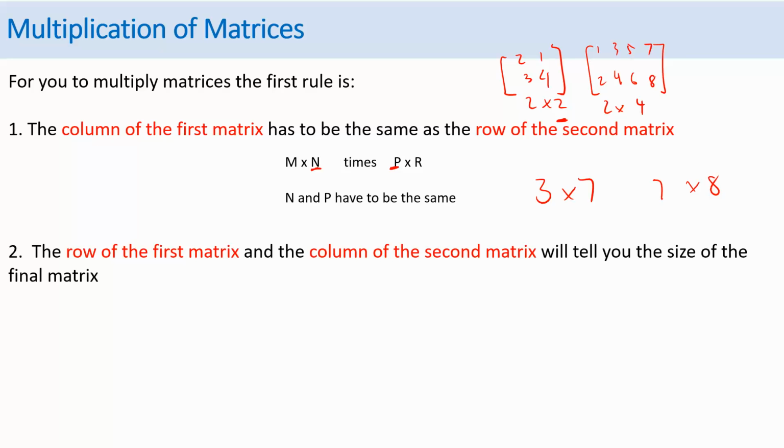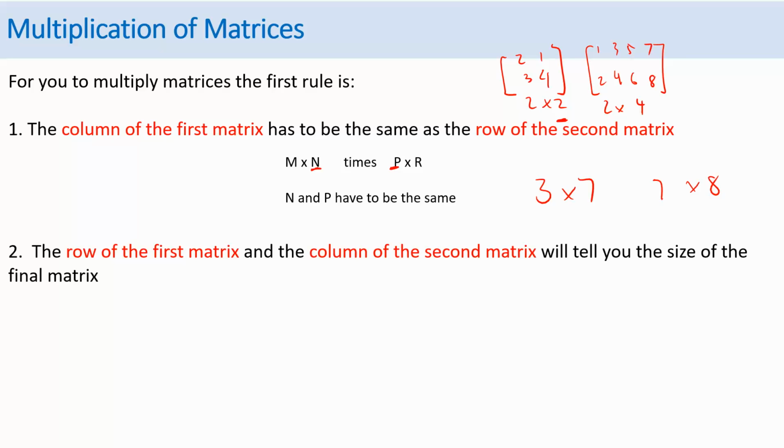So, if you want to know the answer, if you can multiply, so if rule 1 is satisfied, then rule number 2 says that the row of the first matrix and the column of the second matrix will be the size of your ending result. So that means M and R, that's the result of your final matrix. When you multiply them, it'll be the size of M and R. That's what the result will be.